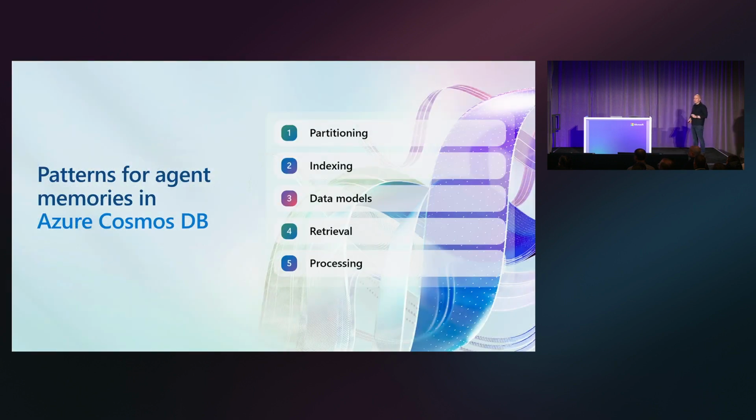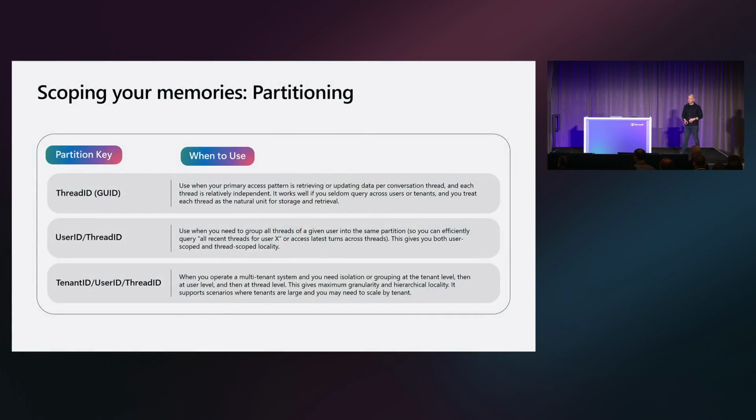So we'll cover briefly some design patterns for memories in Cosmos DB. We'll start with partitioning: how do you configure your partition key in Cosmos DB for memories in different scenarios? Indexing, we'll talk real quickly about some data models and simple retrieval patterns, and then some tips for processing as well.